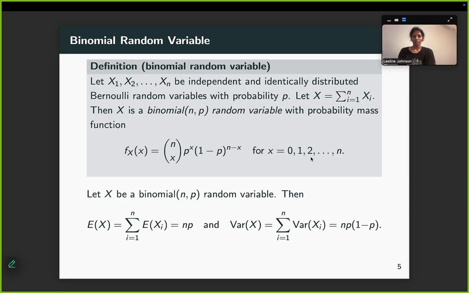So let x equal a binomial random variable, then our expected value is equal to np, given by the expected values of all of our Bernoulli variables. And the same thing for variance, where it's the variance of our Bernoulli variables, since it's all summed together n times, it would just be n times our Bernoulli variance, so it's n times p times 1 minus p.